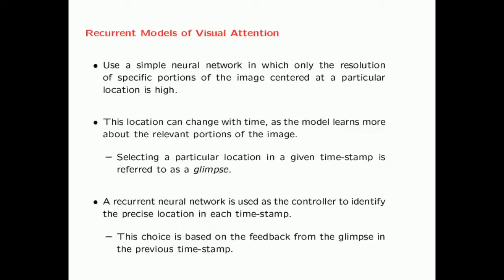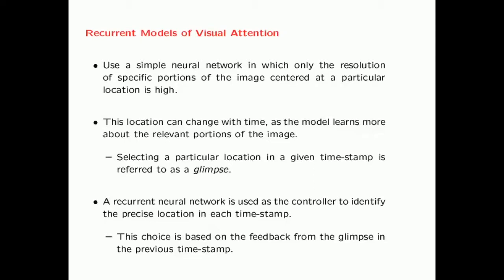And the way in which these locations can change with time is as the model learns more about the relevant portion of the image, it selects a particular location in the image at a given timestamp, and that is referred to as a glimpse. And since we are doing this process over multiple timestamps, you need a controller. The controller essentially outputs what the next location will be at which you will transmit the high resolution of the image, as well as the prediction of the class label at that particular timestamp.